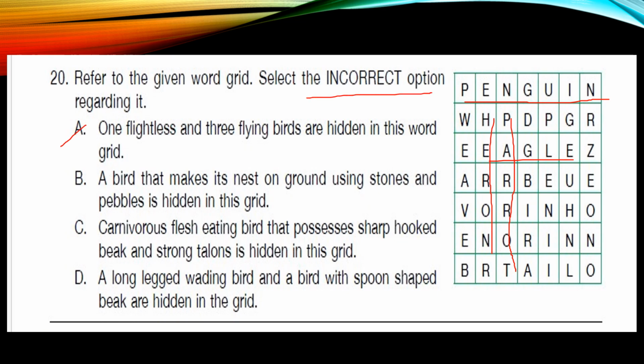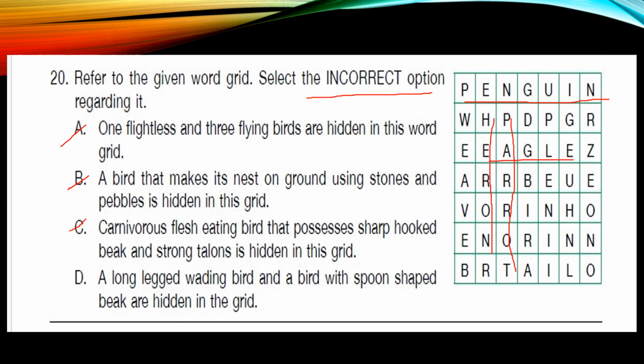B. A bird that makes its nest on ground using stones and pebbles is hidden in this grid. Yes, this is also penguin, which makes its nest on ground using stones. So it is also not our answer. Option C. Carnivorous flesh-eating bird that possesses sharp-hooked beak and strong talons is hidden in this grid. This is eagle. Yes, this is not our answer.